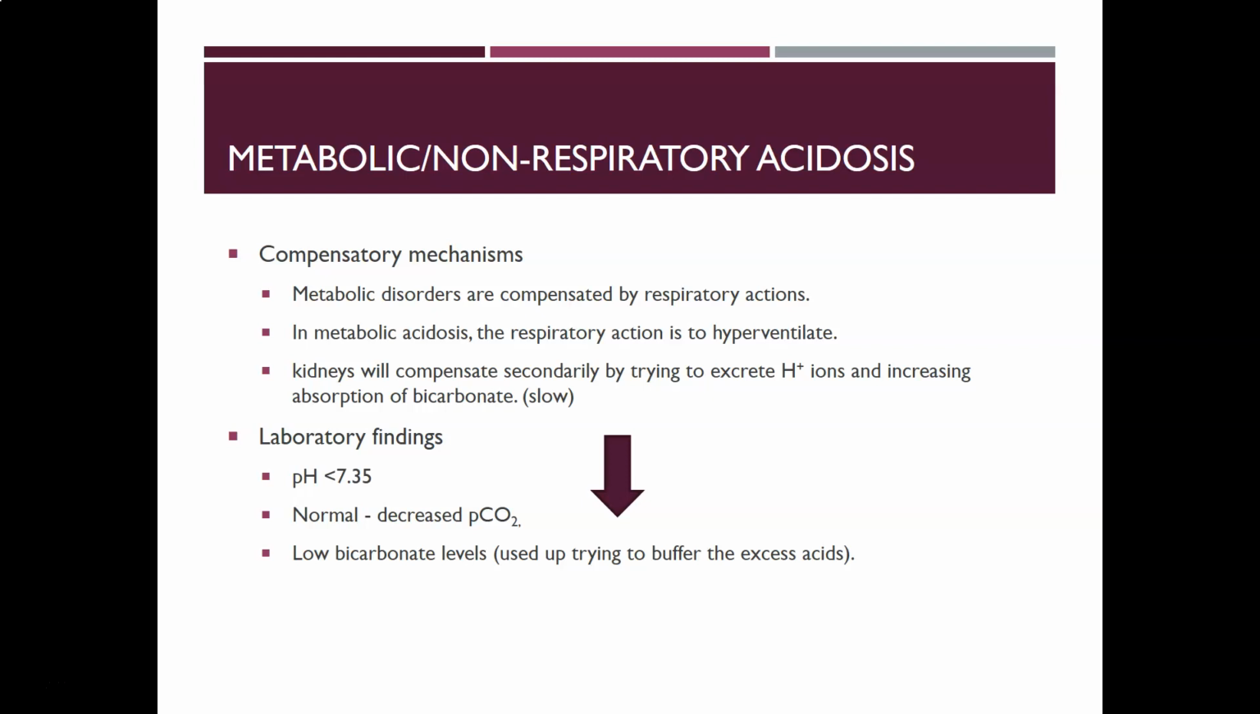So on your ABGs, because we're in acidosis, your lab findings are going to be a pH of less than 7.35, or below reference range. You will see either a normal or a decreased pCO2 because of the hyperventilation. And you will always see a low bicarb level because the bicarb is either used up trying to buffer the excess acids, or it was lost.